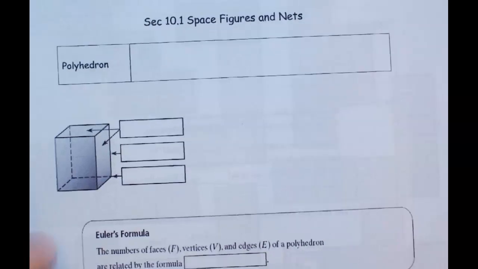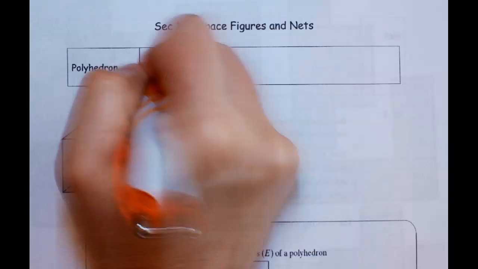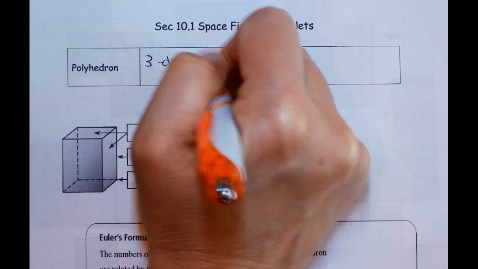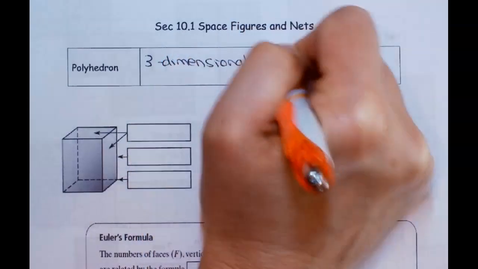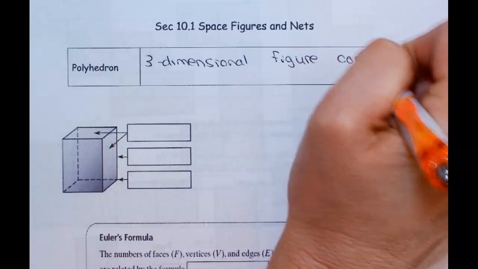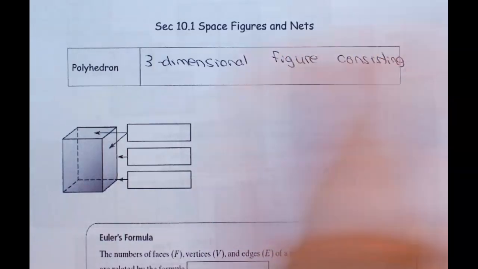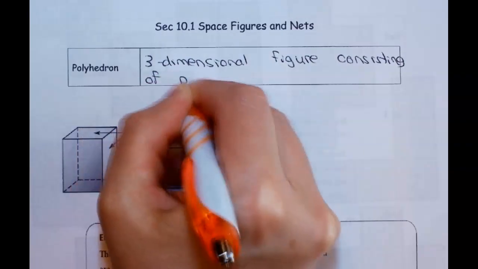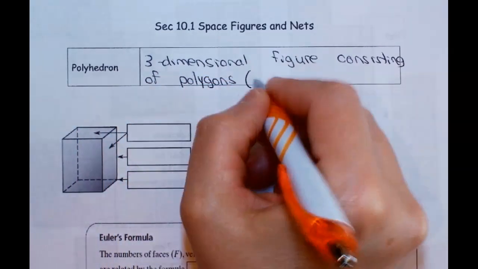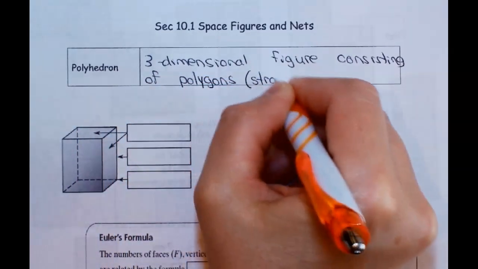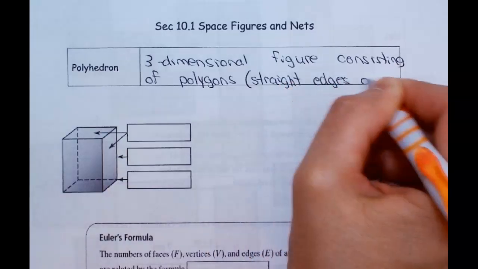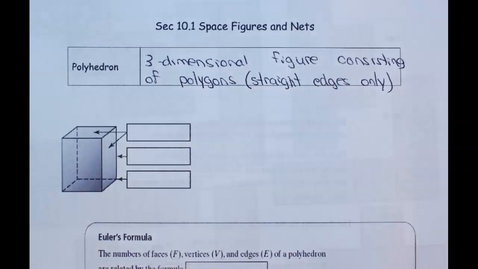So first of all, a polyhedron is a three-dimensional figure consisting of polygons. Okay, and the main thing you have to remember is that a polygon has to have straight edges only. And we'll look at a few of these here in just a second.